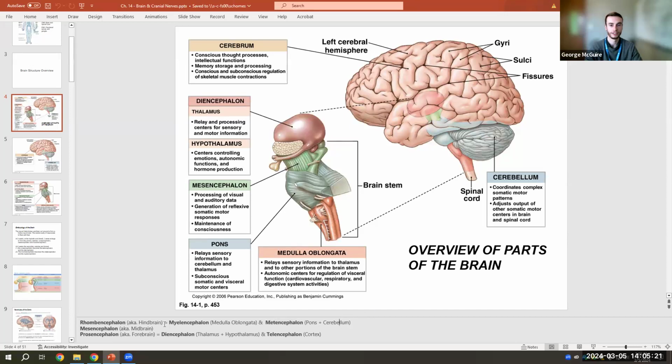Sorry, I pointed, mesencephalon's over there. There we go. Yeah, so our pons and cerebellum make up that metencephalon. Then moving superiorly, we have the mesencephalon or midbrain. It's just the one structure there, our midbrain. And then lastly, we have our prosencephalon, which is made up of the diencephalon, the thalamus and hypothalamus, and then the telencephalon, which describes the cerebral cortex or our cerebrum.